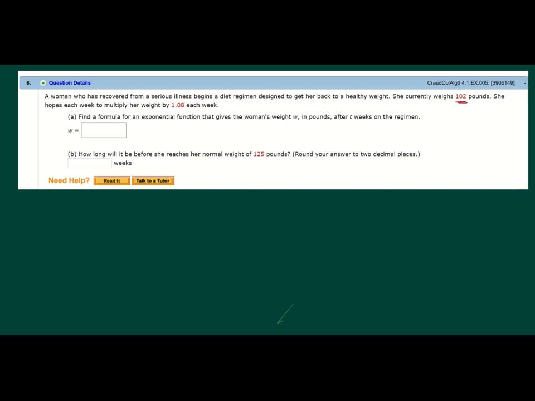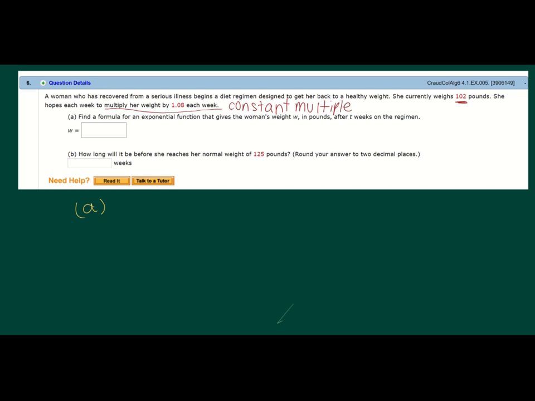She hopes to multiply her weight by 1.08 each week. This is a constant multiple. Okay, constant multiple. I'm not adding to the weight every week. I'm multiplying my weight by a certain value every single week. So find a formula for an exponential function, part A, that gives the woman's weight W in pounds after t weeks on the regimen.